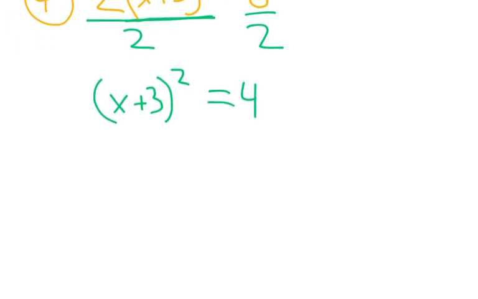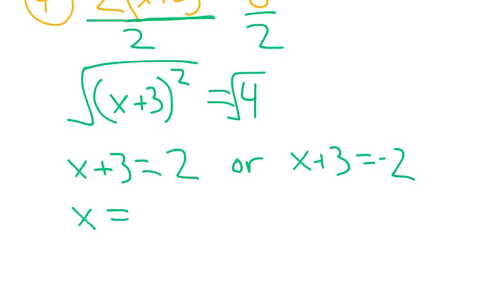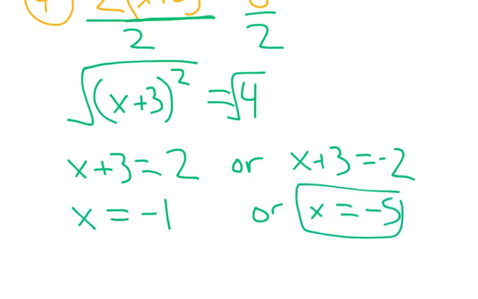Hopefully by now you can maybe see how we're going to do this. You take the square root of both sides. There's no real thought process on the left-hand side. X plus 3 equals whatever it is on the other side. In this case, we'll have 2 for one of the answers. But keep in mind, we do need 2 answers. So x plus 3 could also equal negative 2. Subtract 3 from both sides. X equals negative 1. Or x equals negative 5. And those are our answers.